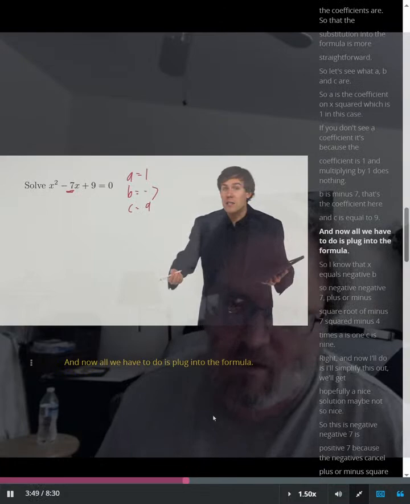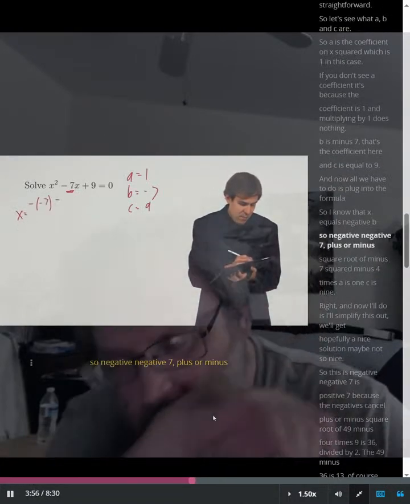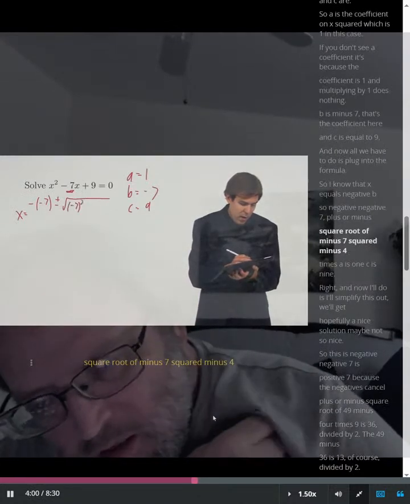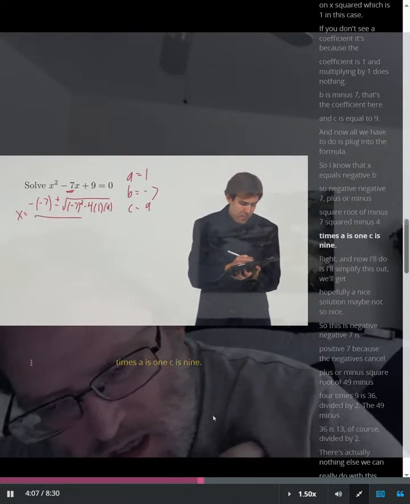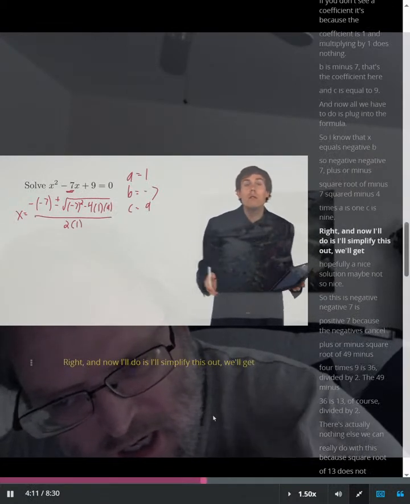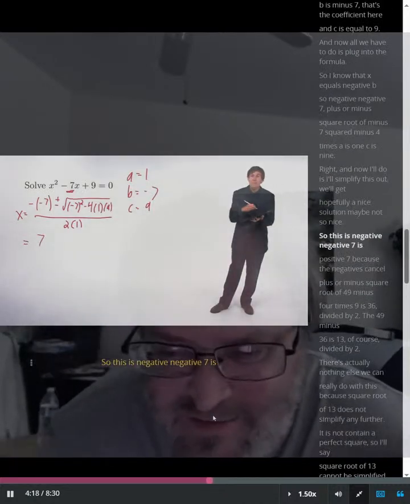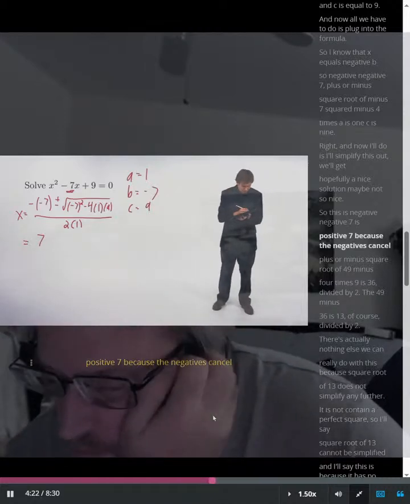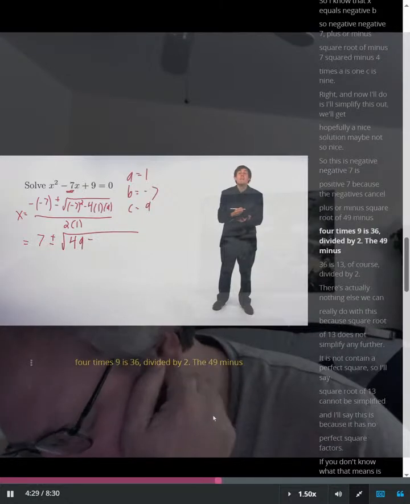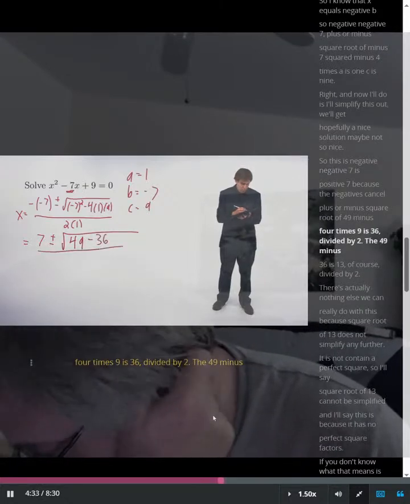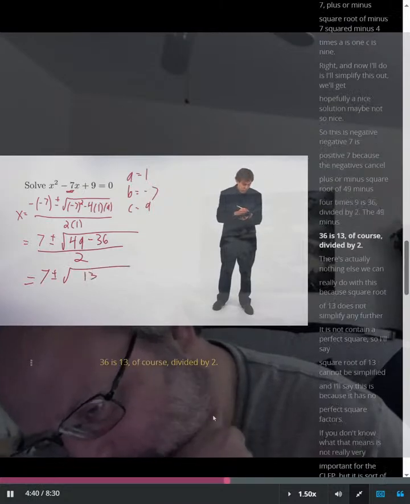And now all we have to do is plug into the formula. So I know that x equals negative b, so negative negative 7, plus or minus the square root of minus 7 squared, minus 4 times a is 1, c is 9. Right, and now all I'll do is simplify this out, and we'll get hopefully a nice solution, maybe not so nice. So negative negative 7 is positive 7, because the negatives cancel, plus or minus the square root of 49, minus 4 times 9 is 36, divided by 2. And then 49 minus 36 is 13, of course, divided by 2.